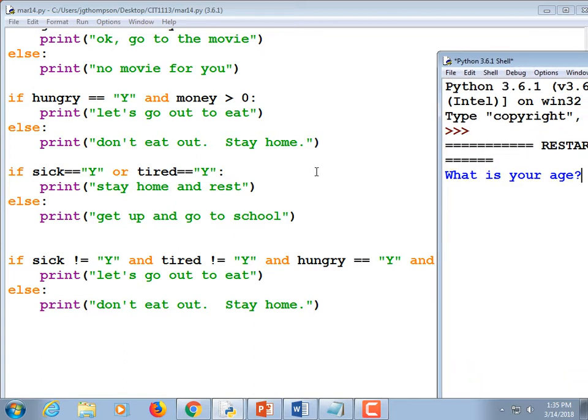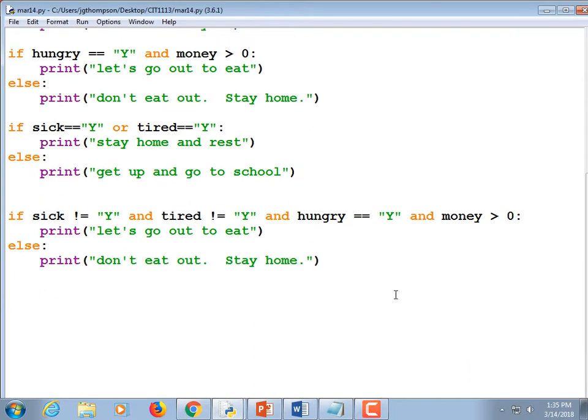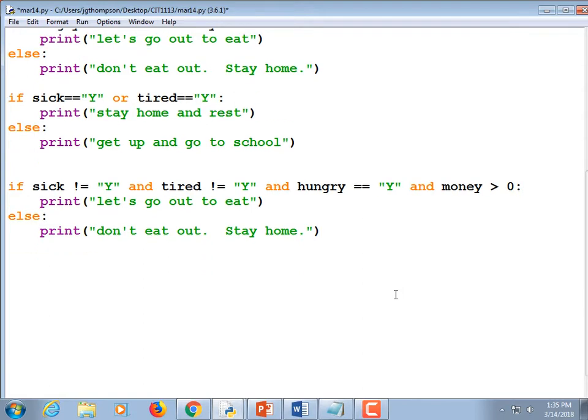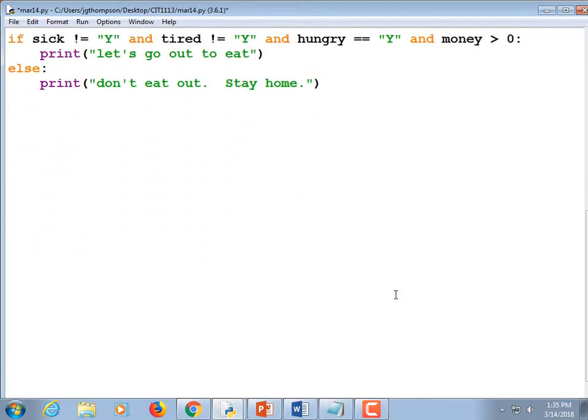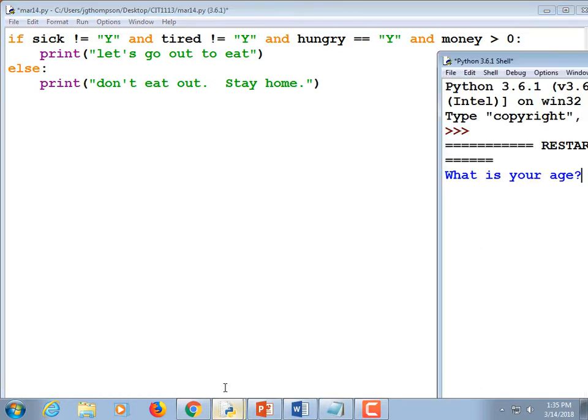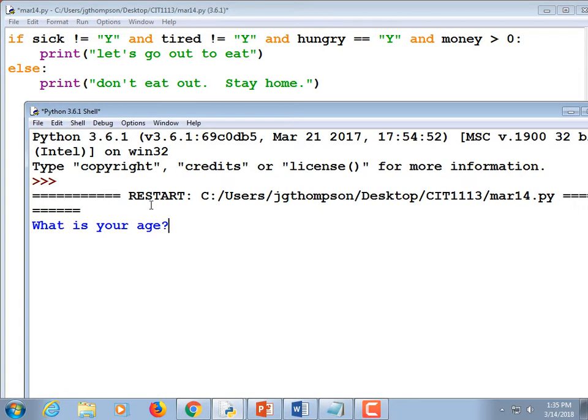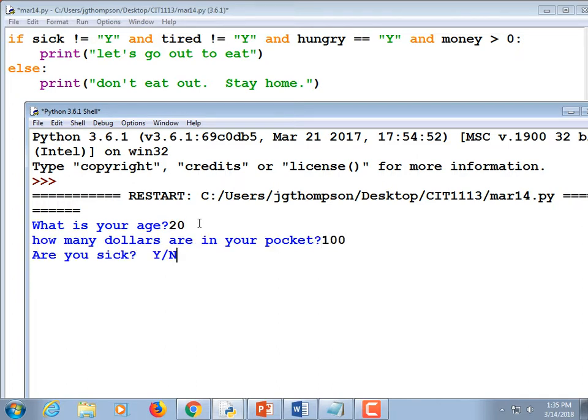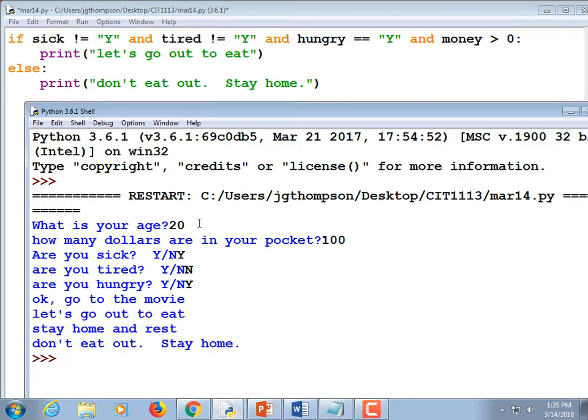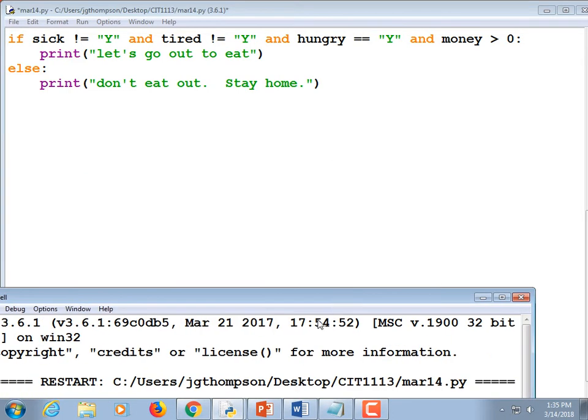Sorry guys, I'm covering up the screen. Maybe I can put some enters at the bottom. All right. So what's my age? I'm 20. I've got a lot of money, but I am sick. I'm not tired, but I am sick. I sure am hungry. And it did turn out to say, don't eat out, stay home.